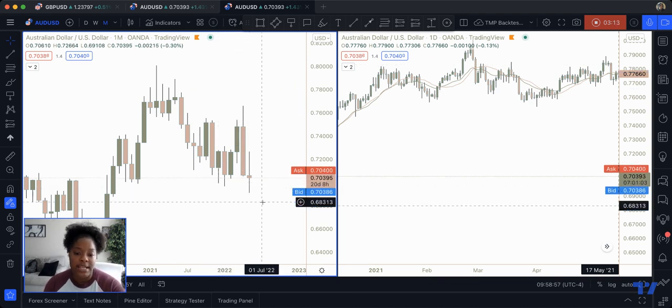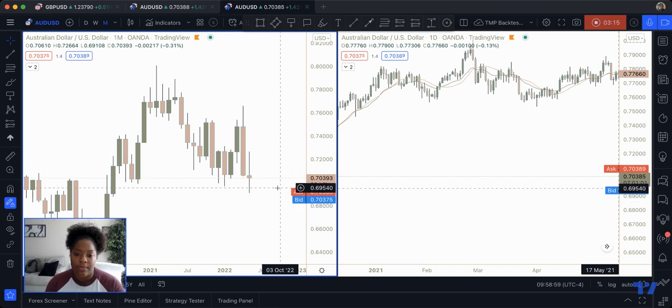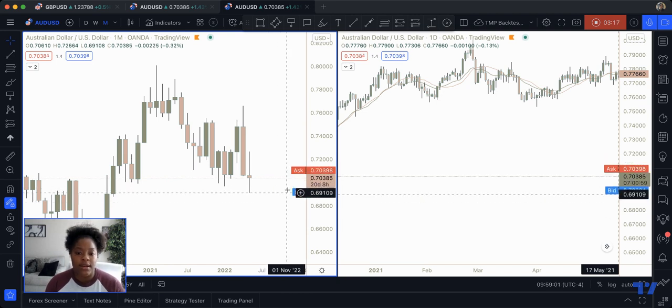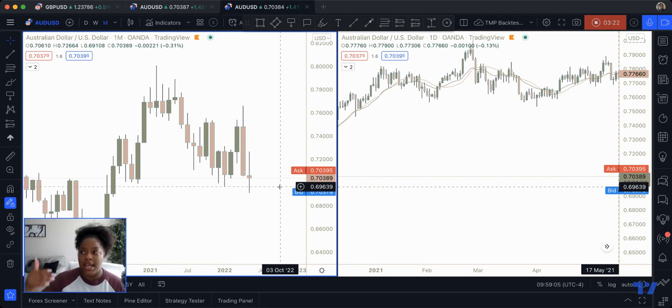If I look at what price is trading at right now, around 0.7038, and yes, we have the bid and the ask price. All this means is at the moment, if I wanted to purchase something, or if you wanted to purchase something in the Australian dollar, it's going to cost you around 0.7038 or 39 at the moment, whatever the exchange rate will be when you purchase it. That is what we trade.